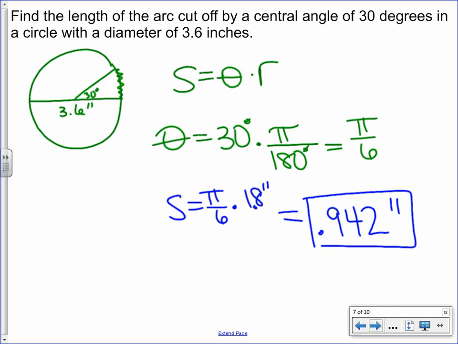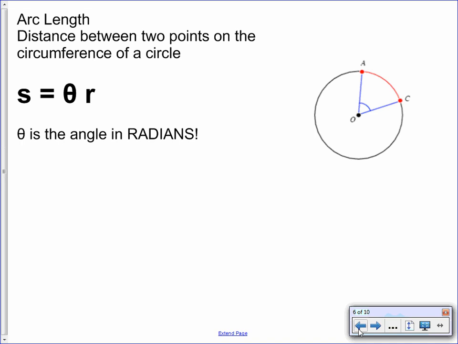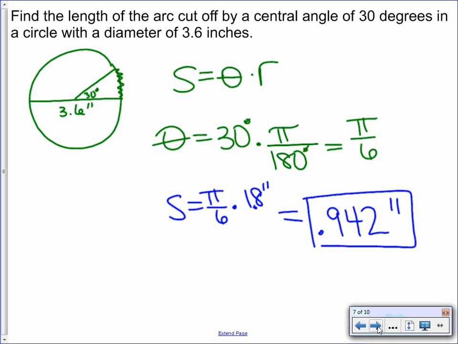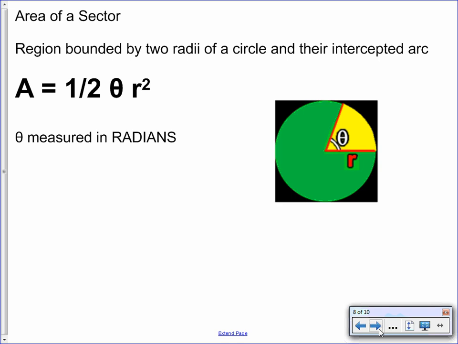One last concept, and then I'll give you time to begin your homework. Okay. So this slide we talked about how to find the arc length of a piece. Now I want to know the area of what we will call a sector. Same concept where we have an angle cutting off a piece of our circle. To find the area of that piece of pie, because that's what it reminds me of, we just have to take 1/2 theta r squared.